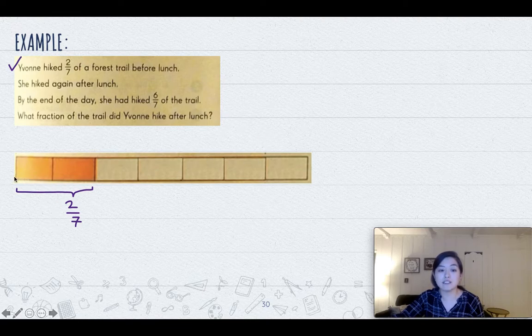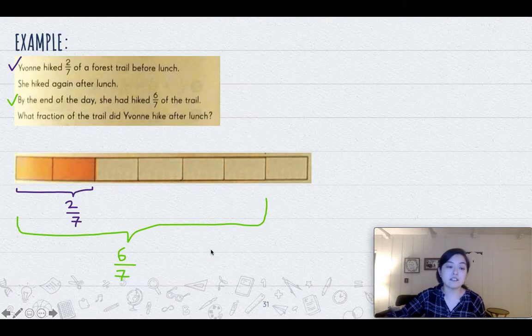Okay, so at the end of the day, she hiked 6/7. So that includes the 2/7 that she already walked before lunch. And so let's see. So this represents 6/7 right here, okay? Because it's 6, 1, 2, 3, 4, 5, 6 out of 7 total parts.